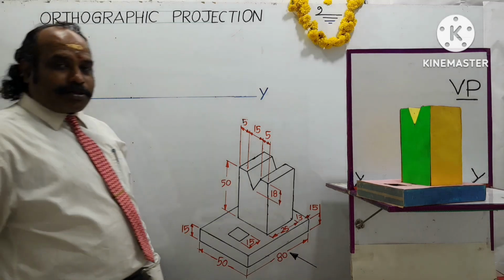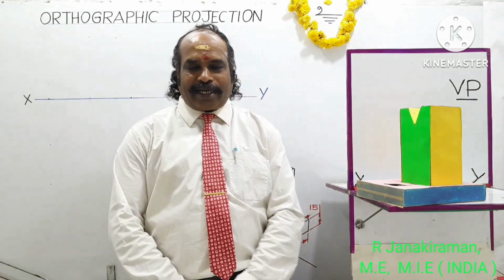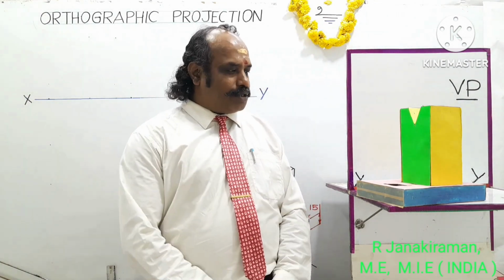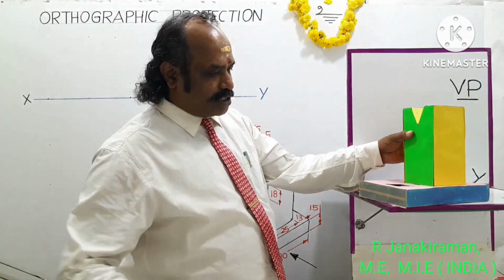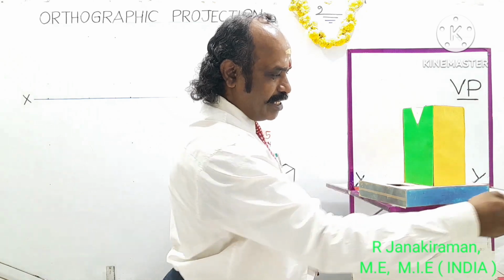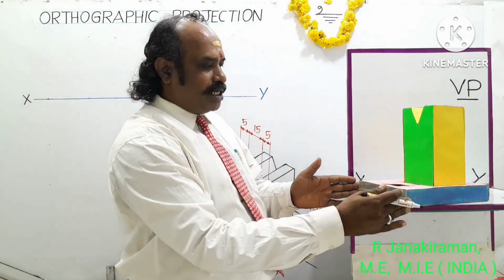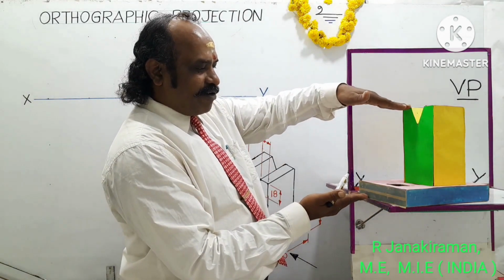Yes, the topic is orthographic projection on the subject engineering graphics, applicable for students studying BE BTech first year. Look at this model shown here. This will be the length of the object, which has more distance, and this will be the breadth of the object, and this corresponds to the overall height of the object.